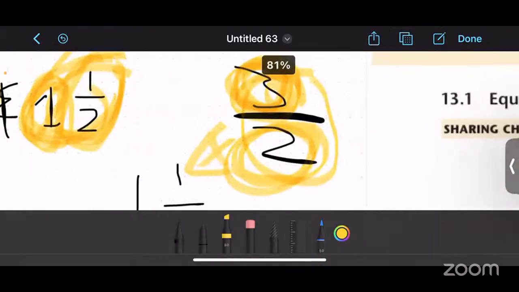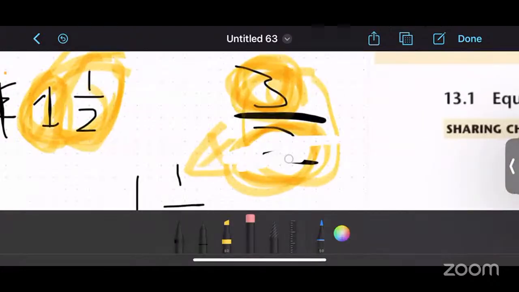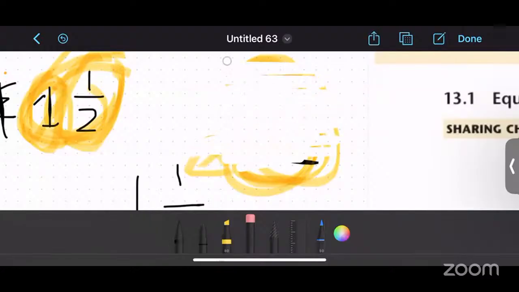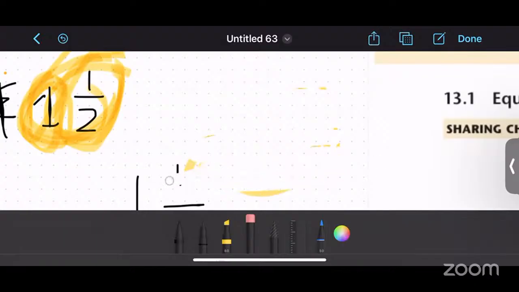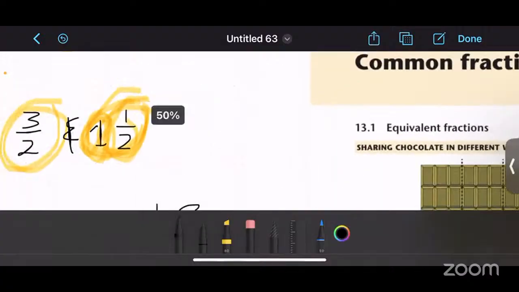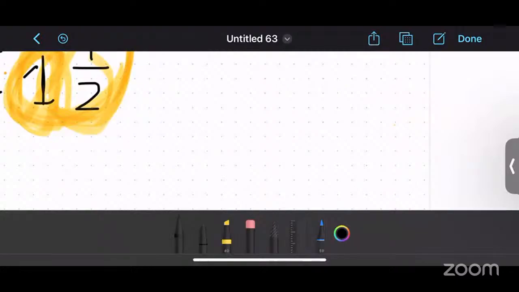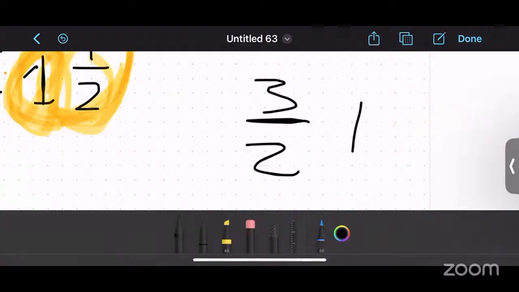Ma'am, is it going to be 2 times 1 plus 1? 2 times 1 plus 1. 2 times 1 is 2, and 2 plus 1 is 3. This is it, 3/2. When you multiply 1 with 2, you get 2, and then you add 1 to get 3/2.